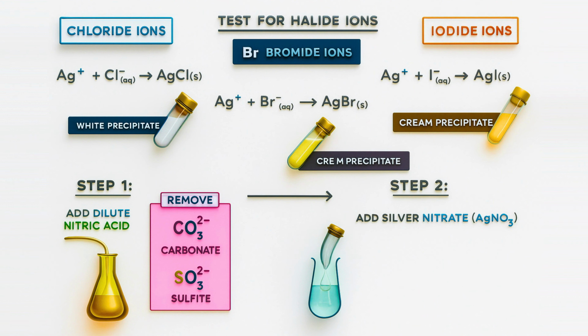By carefully observing the color of the resulting precipitate, we can accurately determine which halide ion is present in the sample. These tests for anions are vital components of qualitative analysis in chemistry, helping scientists and technicians to identify unknown substances and ensure the purity and composition of various materials.